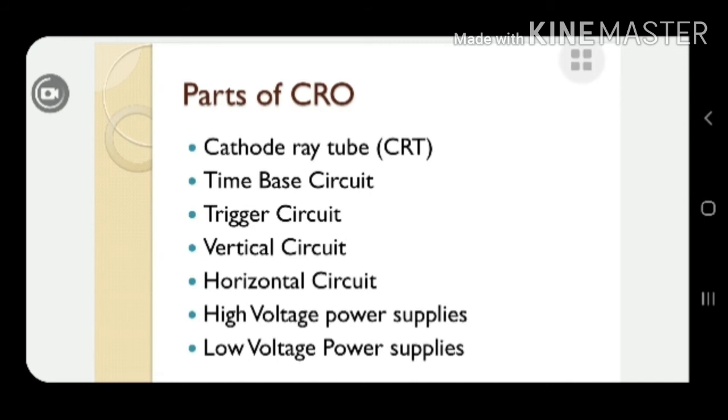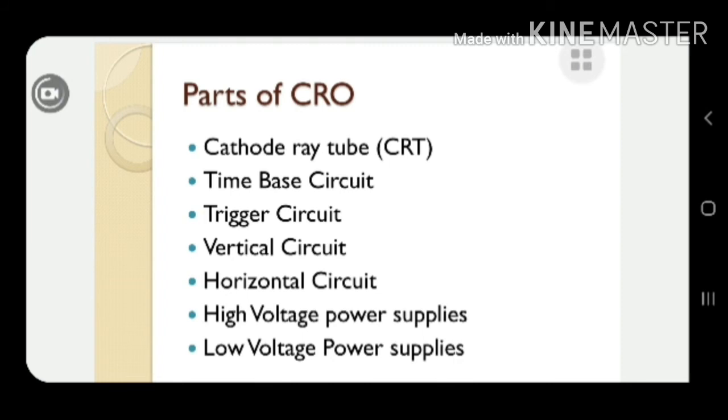So basically CRT, cathode ray tube, is a conical flask. It's a vacuum tube which is used to display the image on the screen, to display the signal to be analyzed on the screen by making use of an electron beam and then deflecting that beam by making use of electric or magnetic fields.